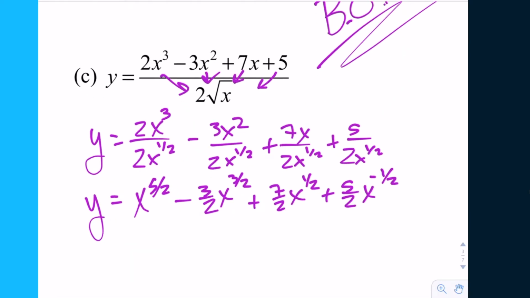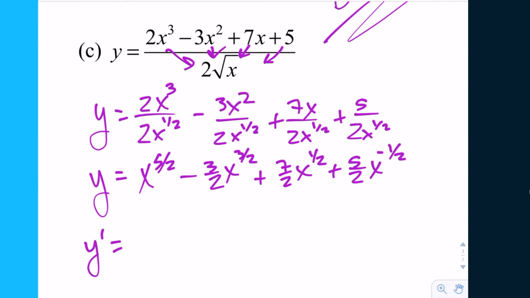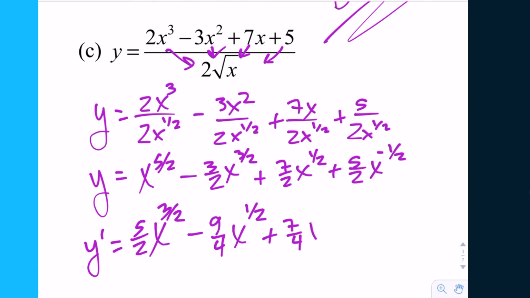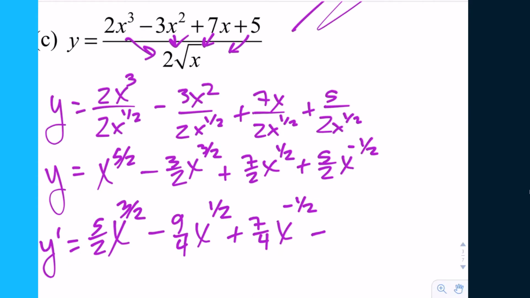We are ready. We have four terms, and they're all of the form ax to the n. So now on the left side, you put y prime or dy/dx, and here we go. What's the first term become? 5/2, good, is your new coefficient, times x to the what? 3/2. Minus, do it again. 3/2 times 3/2 is 9/4. x to the what? 3/2 minus 1 is 1/2. And then the next term plus, we get 7/4 x to the what? Negative 1/2. And then finally, minus 5/4 x to the negative 3/2.